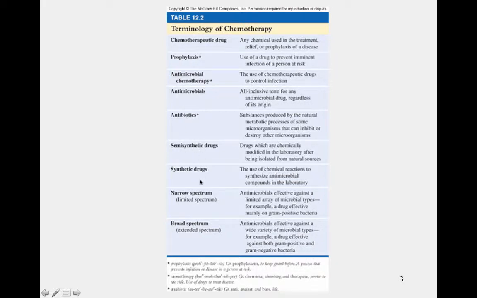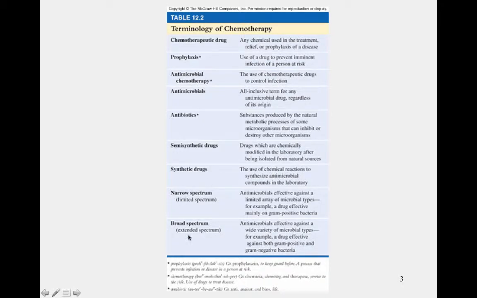And then these two terms here, semi-synthetic and synthetic. Semi-synthetic drugs are chemically modified in the lab after being isolated from the original or natural source, whereas synthetic is completely synthesized within the laboratory environment.